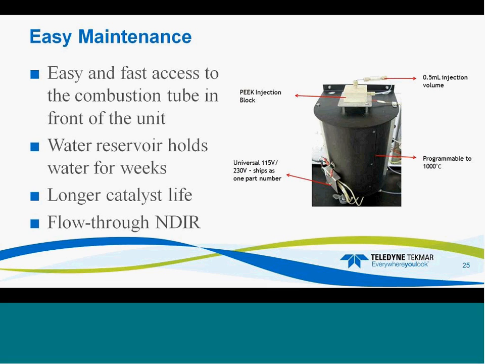The flow-through detector will show peaks instead of blocks as the sample comes out. And for the catalyst, there's a longer life. The furnace is programmable. You can put it up to 1,000 degrees. Now it's at 680, and that helps preserve the life of the catalyst.